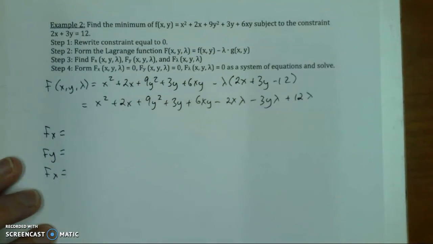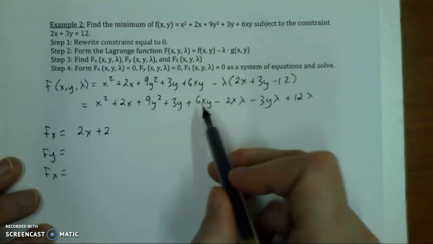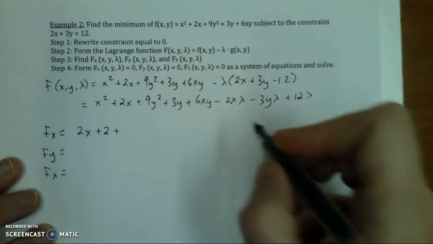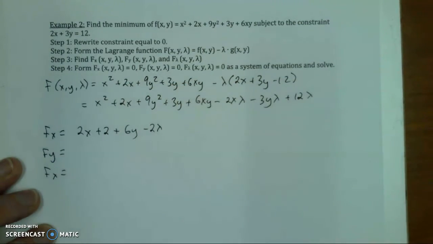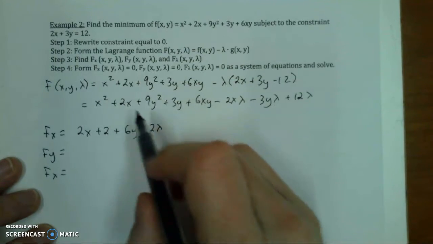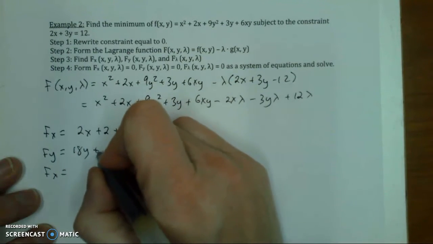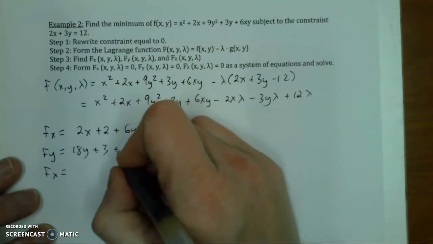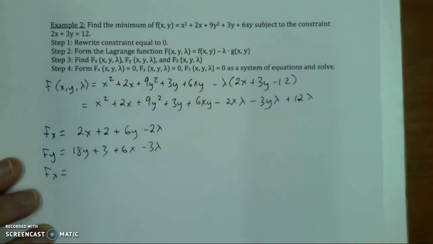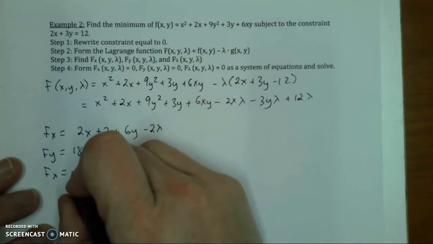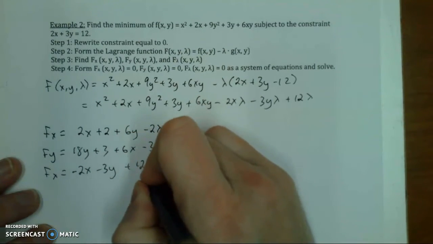Let's start with the partial at x. So I will get x squared plus 2x, or I'm sorry, just plus 2, plus 6y minus 2 lambda. At y, I'm going to get 18y plus 3 plus 6x minus 3 lambda. And at lambda, I'm going to get minus 2x minus 3y plus 12.